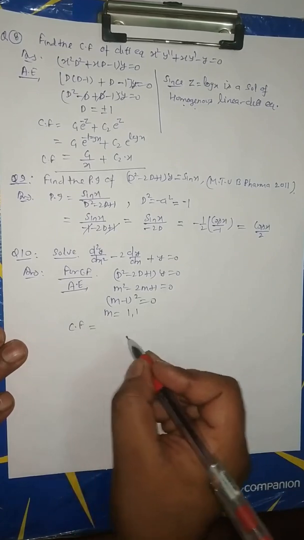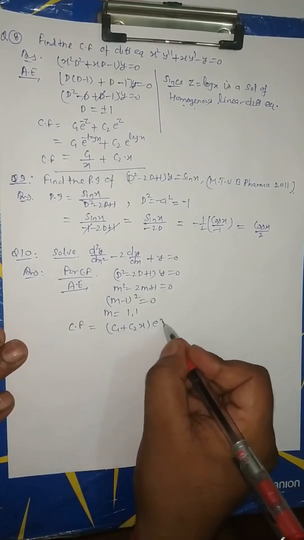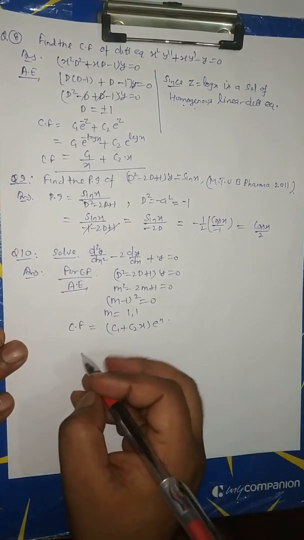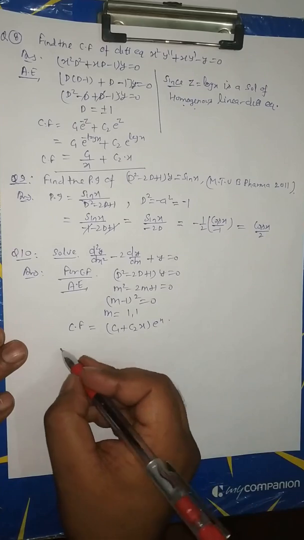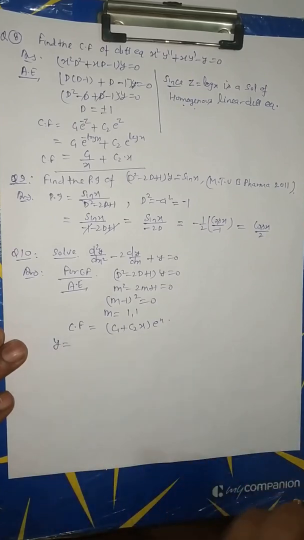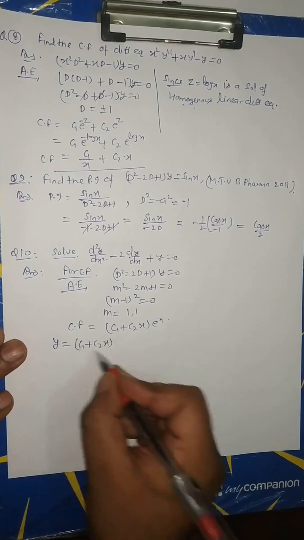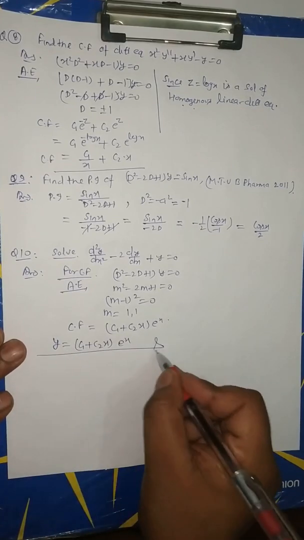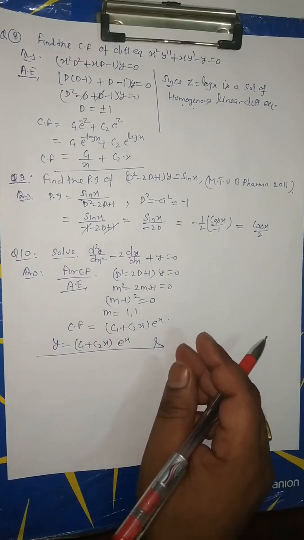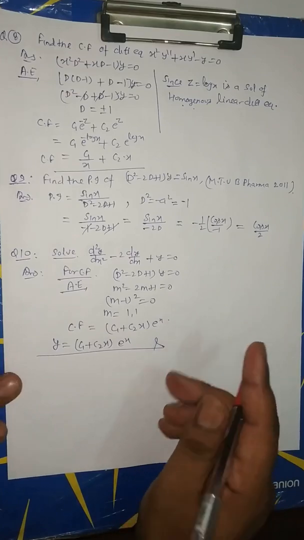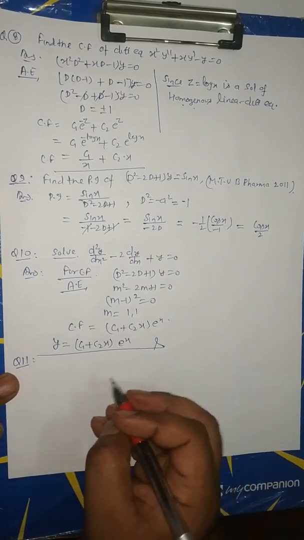Then we can write CF equal to (C1 plus C2 x) e to the power x. Now the solution, or complete solution, or general solution can be written as y equal to CF only, that is y equals (C1 plus C2 x) e to the power x. This is the complete solution or general solution. Now next question.